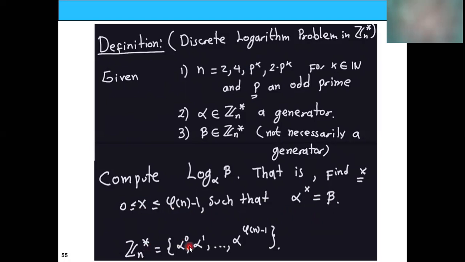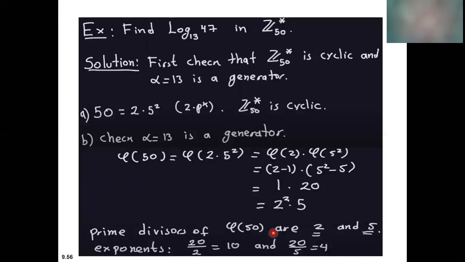So Z_n static is alpha power 0, alpha power 1, and so on up to alpha power phi of n minus 1. So this is a more generic result as compared to Z_p static. Let us find the discrete log of 47 to the base 13 in Z_50 static. First, we would like to check whether Z_50 static is cyclic or not, and whether alpha is a generator or not.